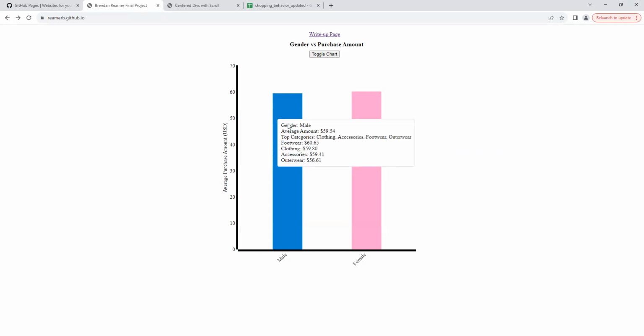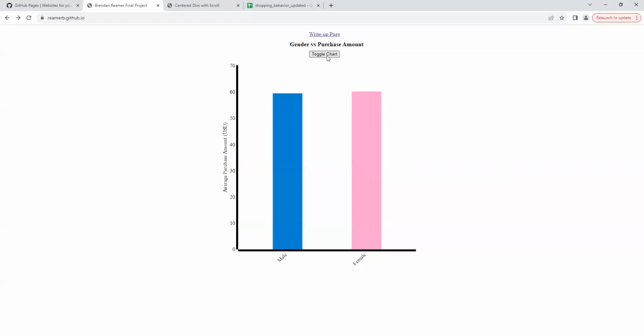Having that data right there in that tooltip is awesome, except for the fact that as soon as you move your mouse off it, it goes away. And so I thought to myself, it would be really great to be able to see that visually and to provide a little bit of context for that. And so enter the toggle chart button.